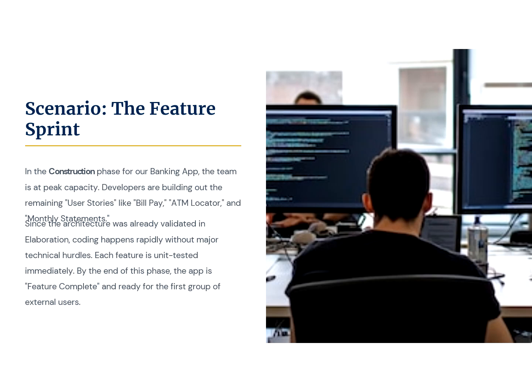So in the construction phase for our banking app, the team is at its peak capacity. Developers are building out the remaining user stories. By user stories, I mean the requirements like bill pay, ATM locator, and monthly statements. Since the architecture was already validated in the elaboration, coding happens rapidly without major technical hurdles, because we have already addressed most of the risk previously. Each feature is unit tested immediately. By the end of this phase, the app is feature complete and ready for the first group of external users.